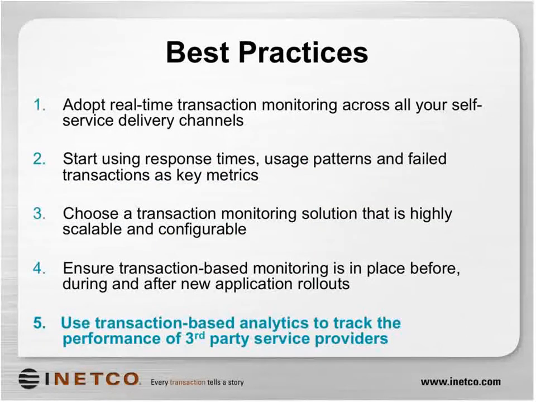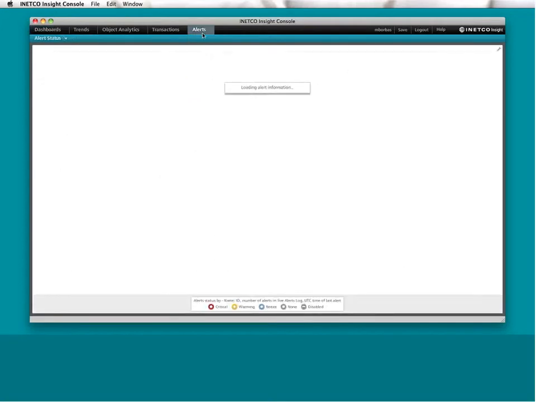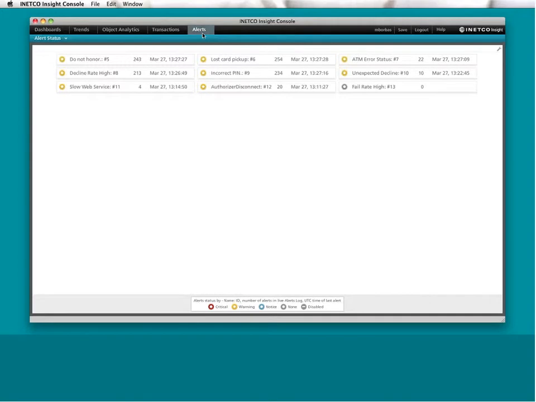Okay, and our final best practice is to use transaction analytics to track the performance of third-party service providers. Because one of the realities of the modern application environment is you're leaning heavily on third parties and outsourced applications in order to get yourself to market quickly. But where those used to maybe be ancillary components of your application, they're now becoming core components. And so you want to keep your eye on things.